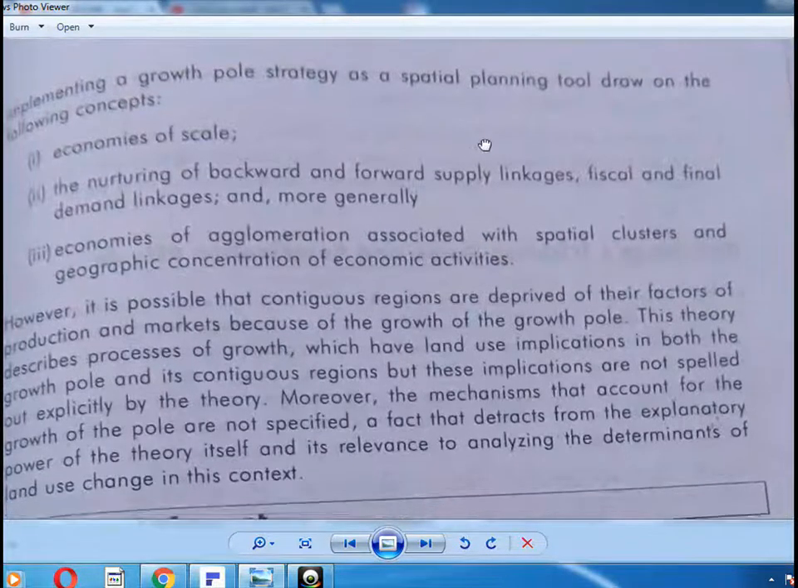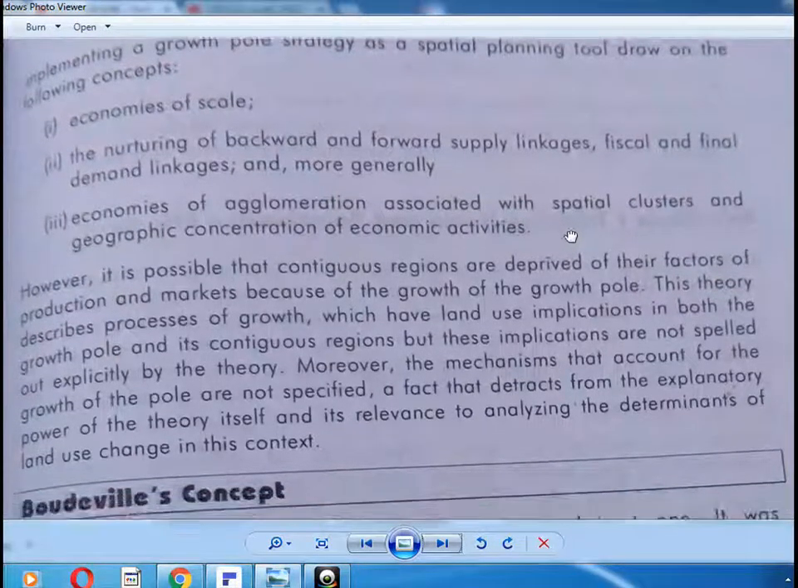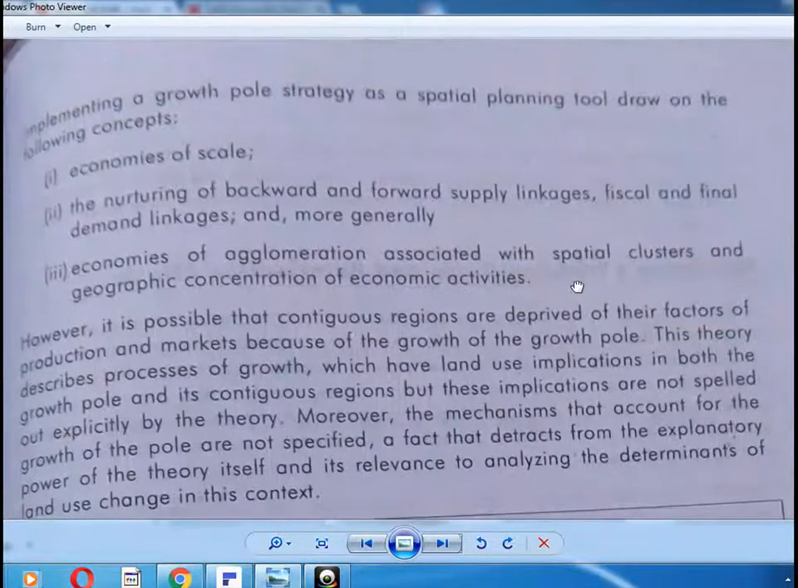Here are the following concepts: economies of scale, the nurturing of backward and forward supply linkages, fiscal and final demand linkages, and more generally, economies of agglomeration associated with spatial clusters and geographic concentration of economic activities.